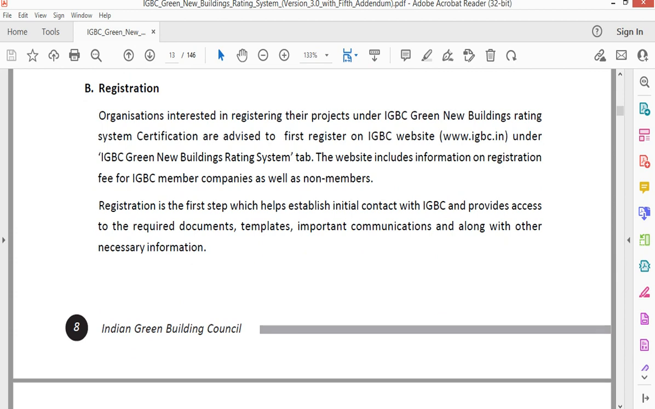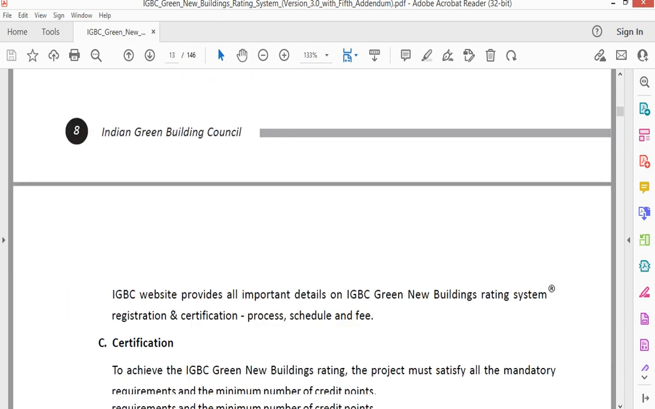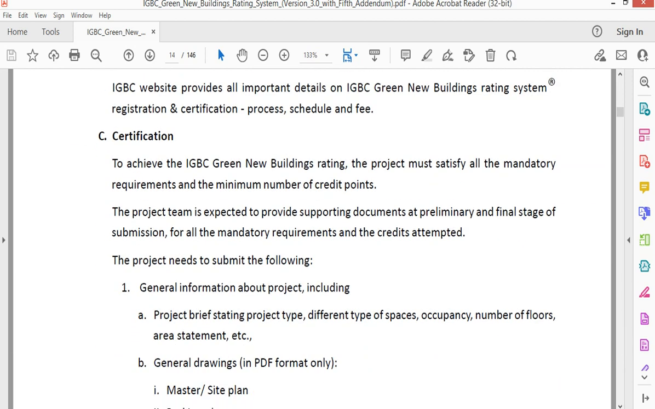Then comes the next topic, which is about the registration. So, organizations which are interested in registering their projects under this particular rating system are advised to first register on the IGBC's website under the IGBC Green New Building Rating System tab. So, this website would actually give information about the registration fee for both the IGBC members and the non-members. So after the project team does the registration, they would have access to the required documents, the templates, the important communication, and they would also be getting the necessary information. So this website actually gives all the important details about this rating system, the registration and the certification, which includes the process, schedule, and the fee.